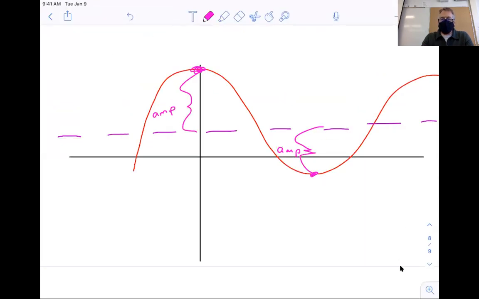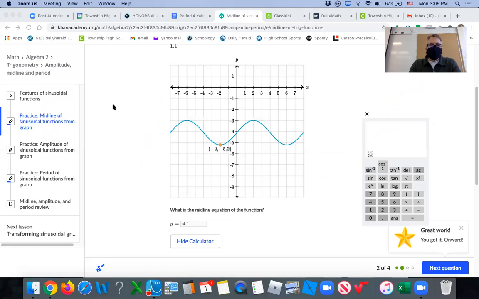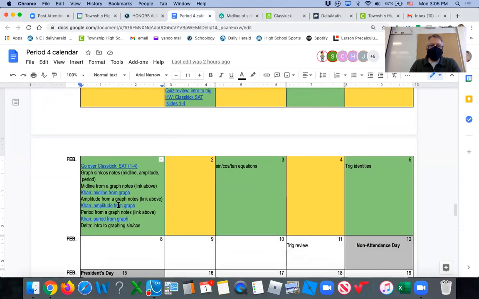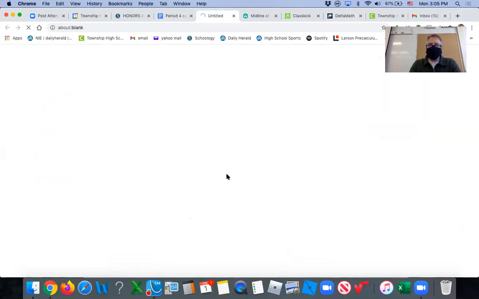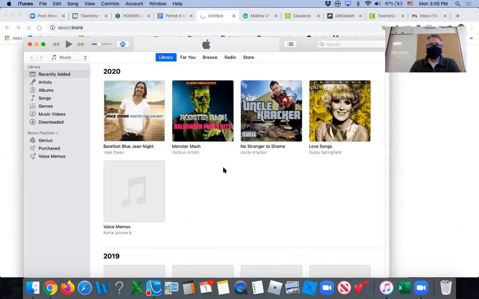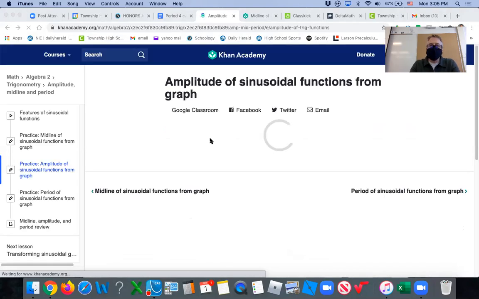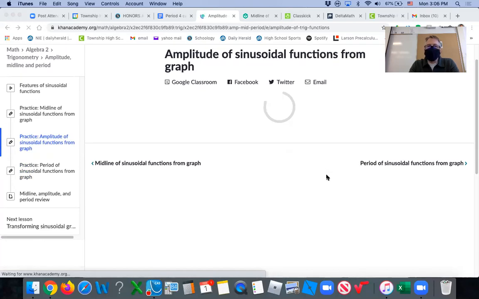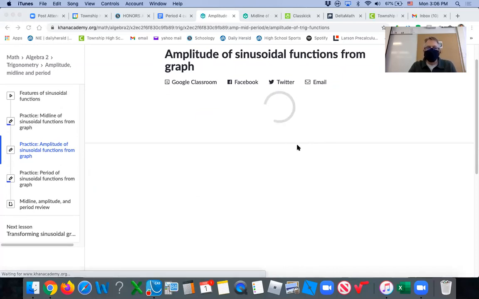So let's do a couple of examples. Then hopefully these will clarify that a little bit. And then I'll have you guys practice a couple in finding the amplitude. All right, so come on here, Khan Academy. There we go.